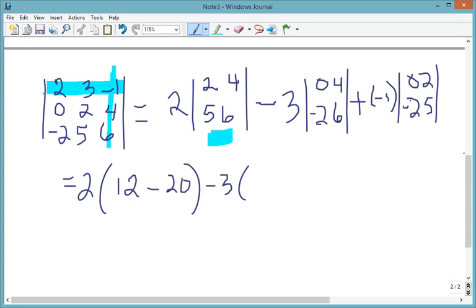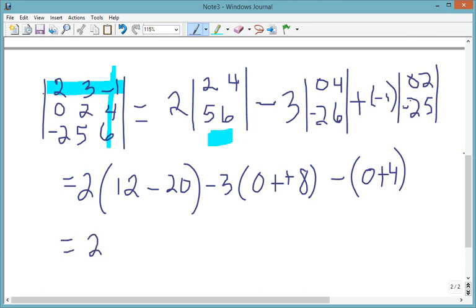There's 3, and the determinant of this one would be 0 times 6, which is 0, minus 4 times -2, which is -8, and plus, well, this is -1, so I'm going to make this minus, and I've got 0 times 5 is 0, minus -4, so that would be plus 4, right? This is really a plus 8 because it was minus a negative.